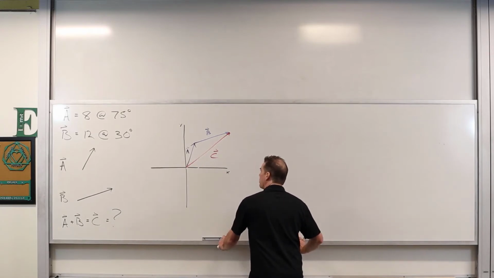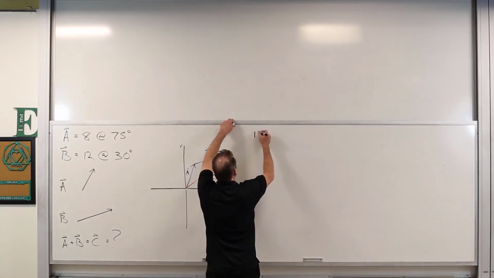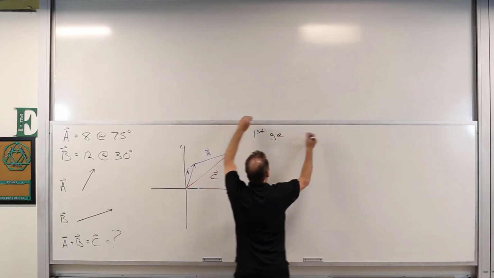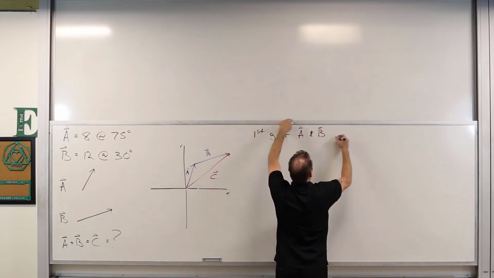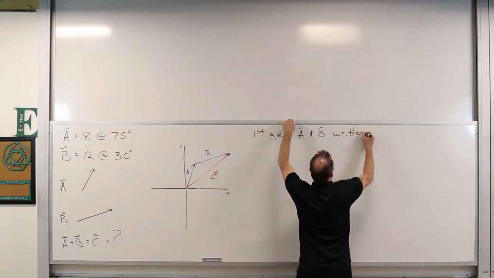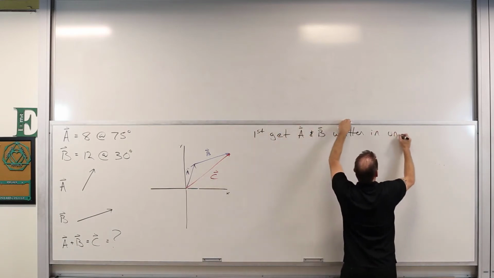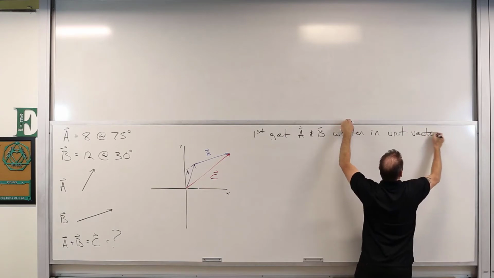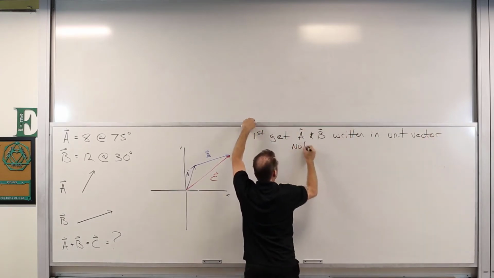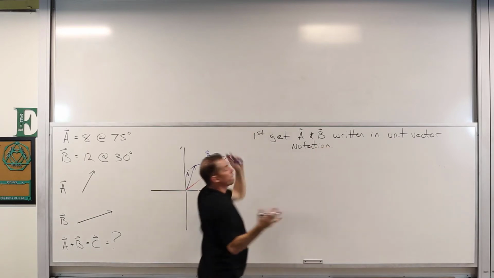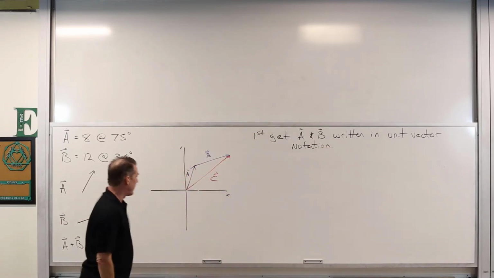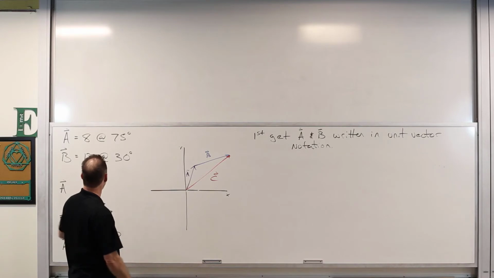So what we need to be able to do is first get A hat and B hat written in unit vector notation. That's the first step. Make sure we get the vectors in unit vector notation. So how are we going to do that? Well, pretty easy. We're just going to resolve both of these.